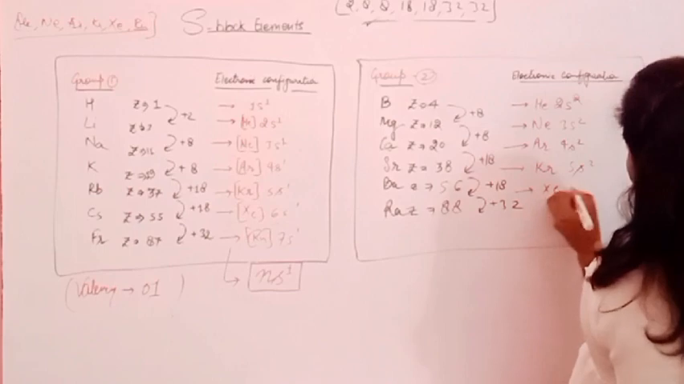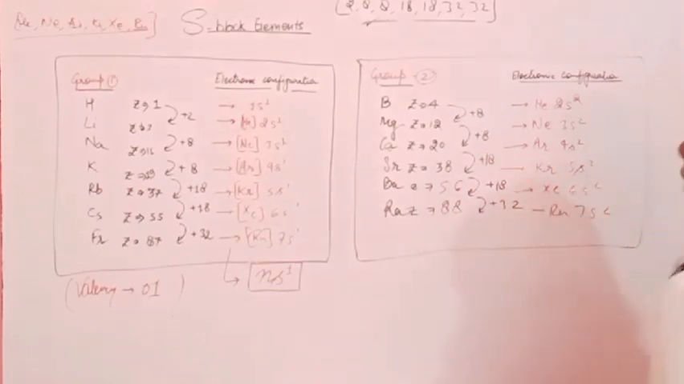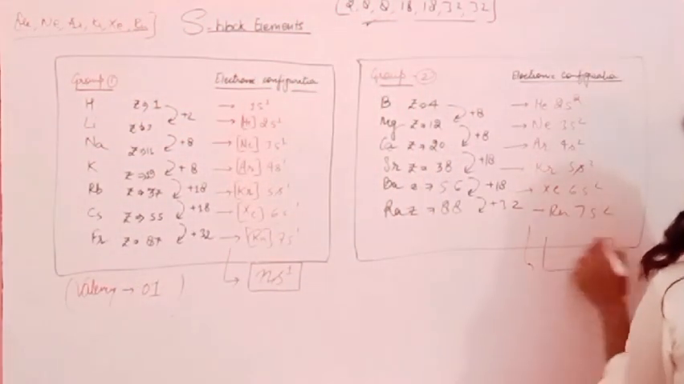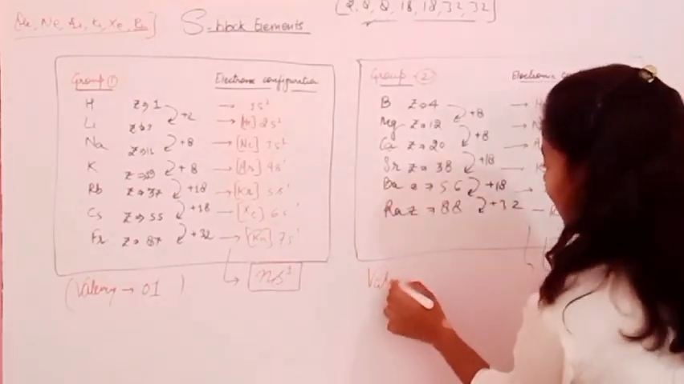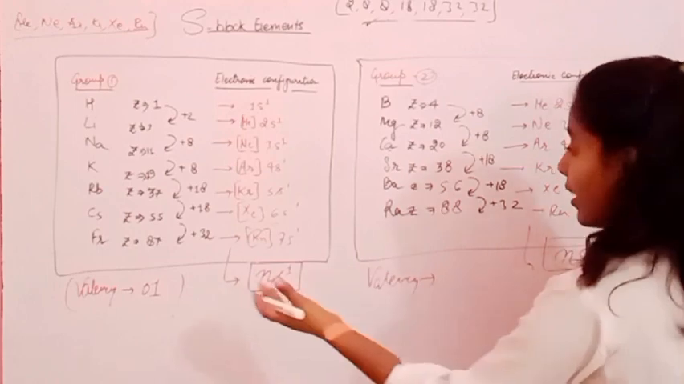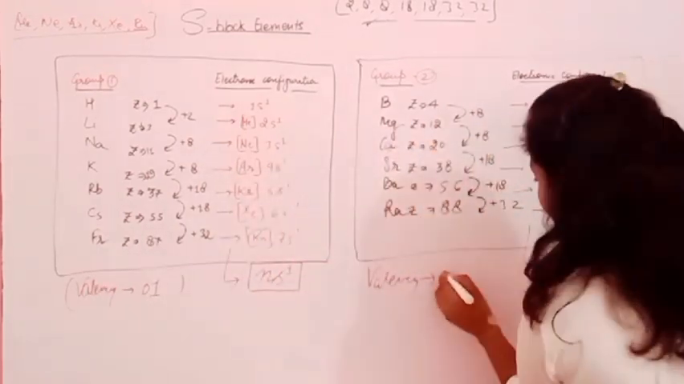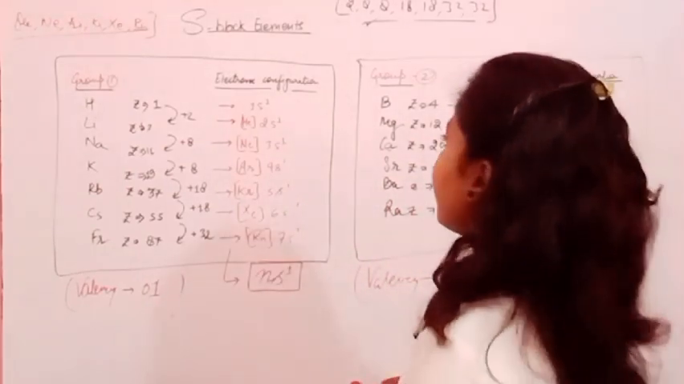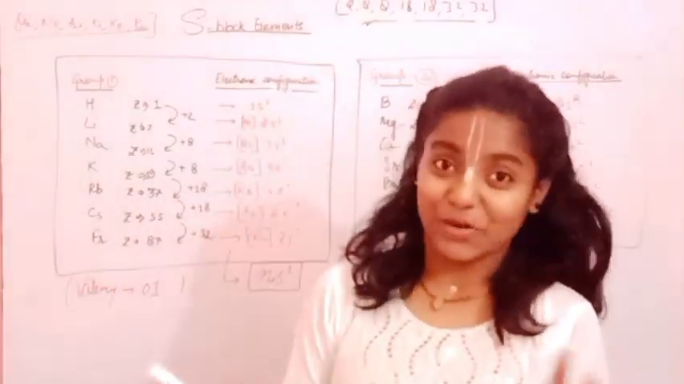Then xenon 6s2. Then radon 7s2. So what's the common electronic configuration for group number 2? We get it. You can clearly see ns2. And again, the valency. Yes, you are writing in the comment below. That's amazing. Here valency for group number 1 was 1, and here the valency is 2. I hope you understand group number 1 and group number 2 of S block element in some more detail.